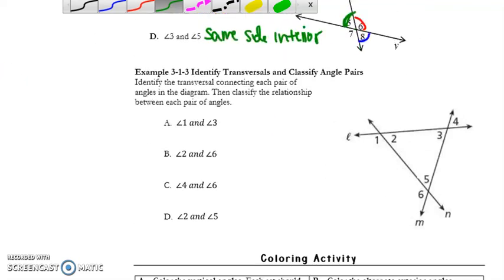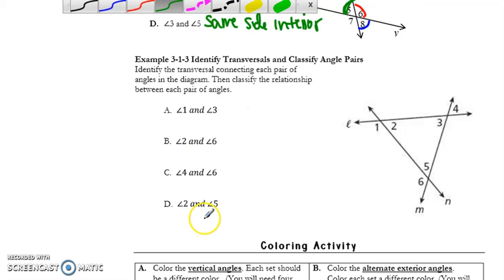Okay. So if you want to go ahead and try it for these 4 and push pause and try it and then check, that would be perfect. You're also going to identify the transversal, so the line that is connecting these pairs together. So you've got 2 answers. So try it and then check when you're ready.